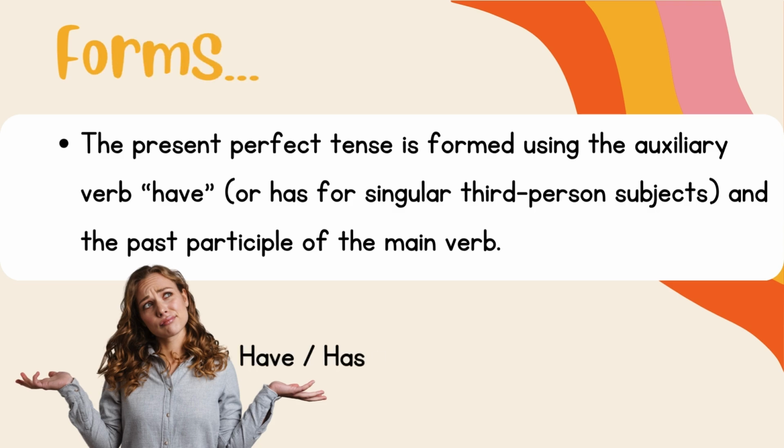Let's review some forms. The present perfect tense is formed using the auxiliary verb have or has for singular third-person subjects and the past participle of the main verb. Have or has plus the past participle of the verb.